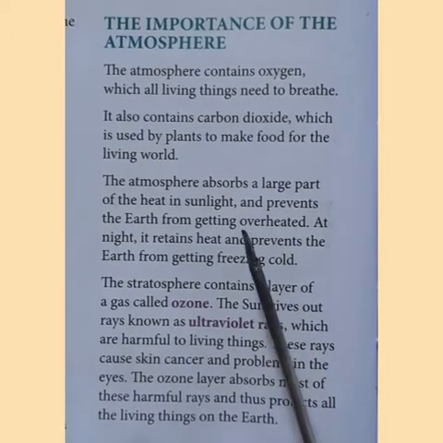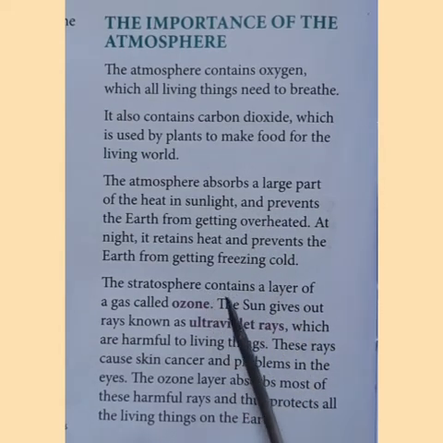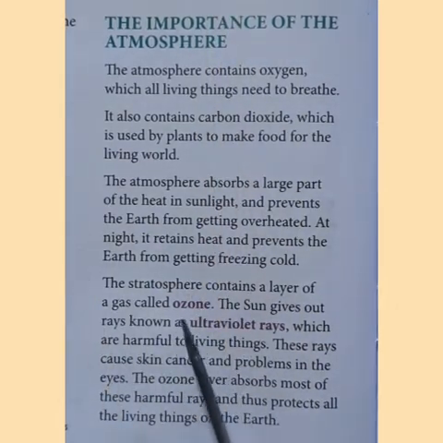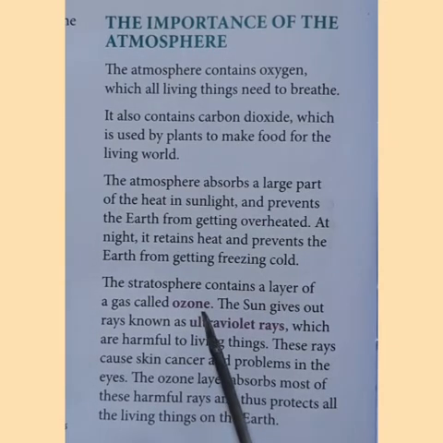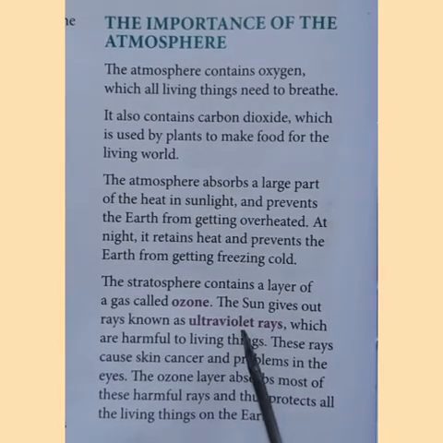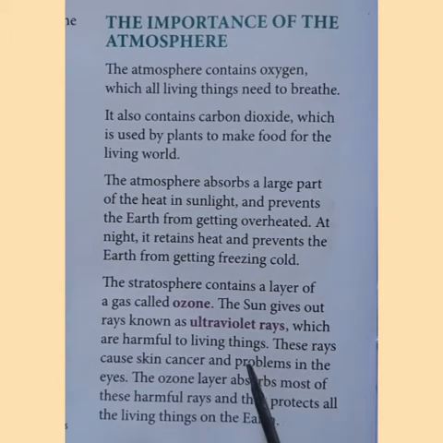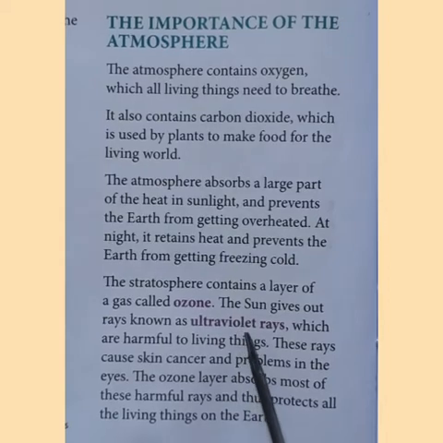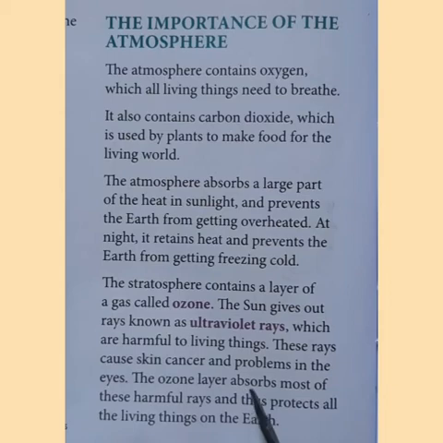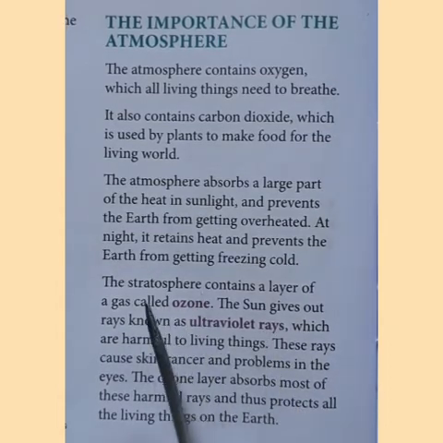The next important gas that is found in the atmosphere is the ozone layer, or ozone. So this stratosphere contains a layer known as ozone, and it is a protective layer of the earth because the sun gives out rays known as ultraviolet rays, and these ultraviolet rays are very harmful to living beings. These rays, if they enter the earth, cause skin cancer and other problems. So, this ozone layer is a protective layer which absorbs the ultraviolet rays of the sun and prevents them from entering the earth. That is why it is a protective layer which is found in the atmosphere, or we can say it is found in the stratosphere.